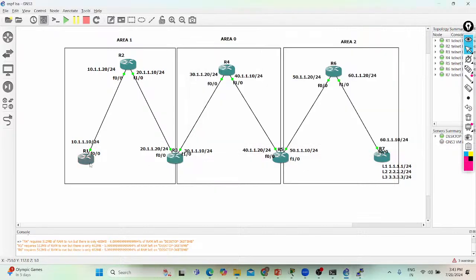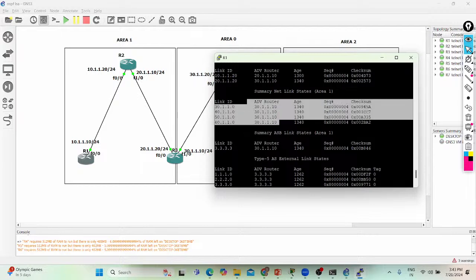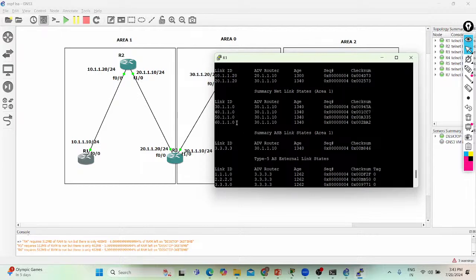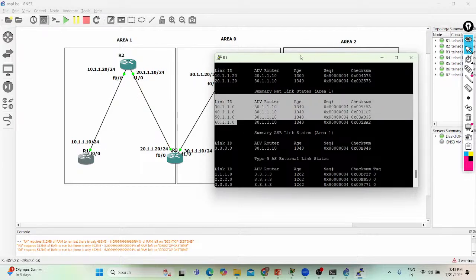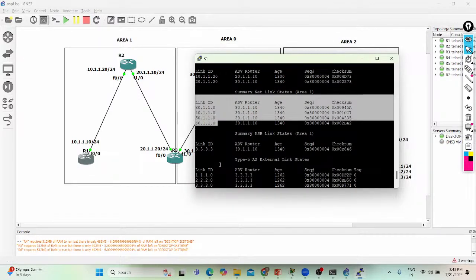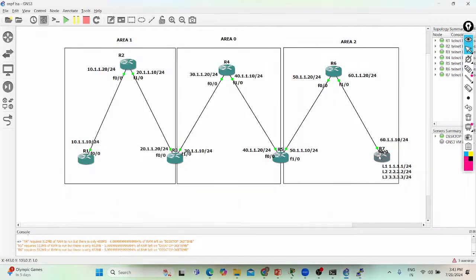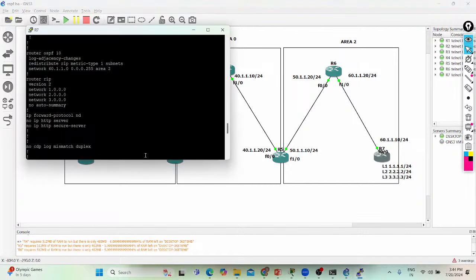So here on R1, if you see, the LSA 3 is being generated by the ABR router 30.1.1.10, and it is taking the information of other areas through which R1 is able to communicate to R6. Otherwise, it was not able to do that. Whereas LSA 4, the summary ASBR link state LSA, is also generated by the ABR router, that is the area router 3. But it is giving us the information of the ASBR router. If you see the router ID of R7, it is 3.3.3.3.